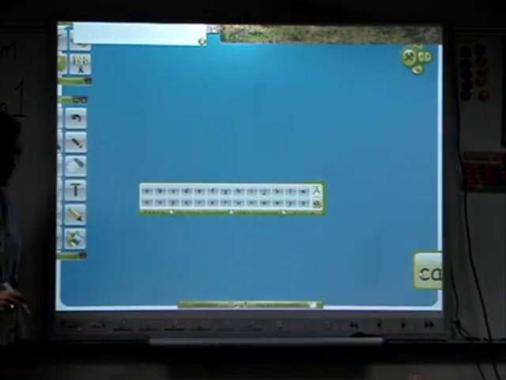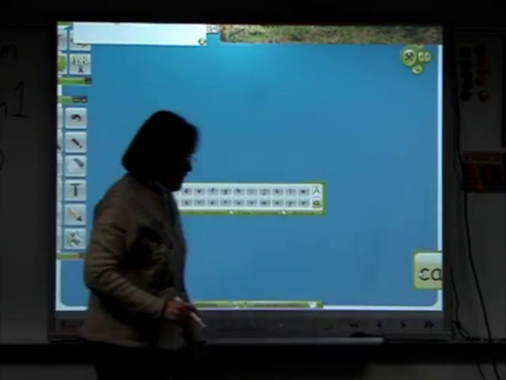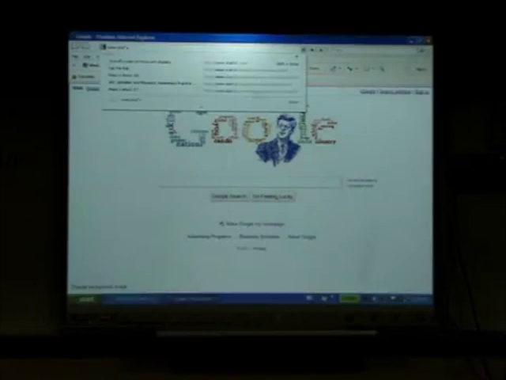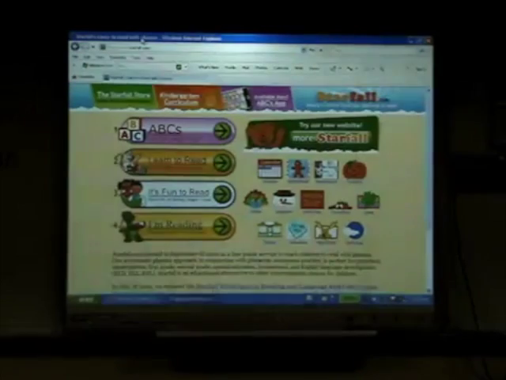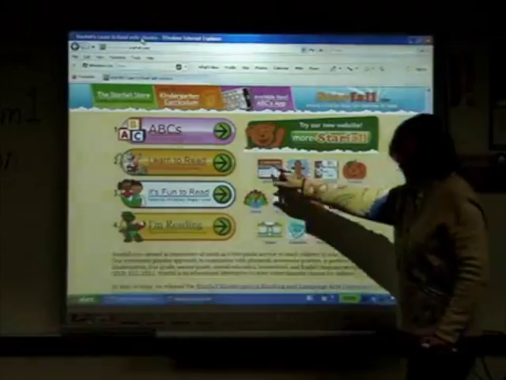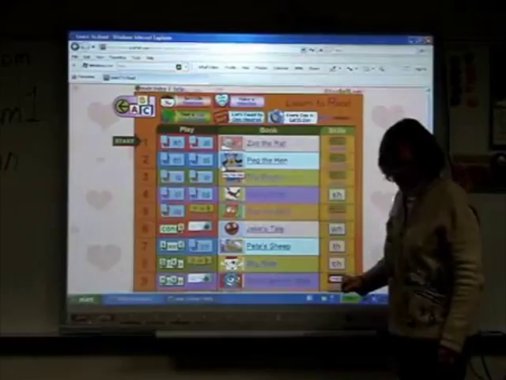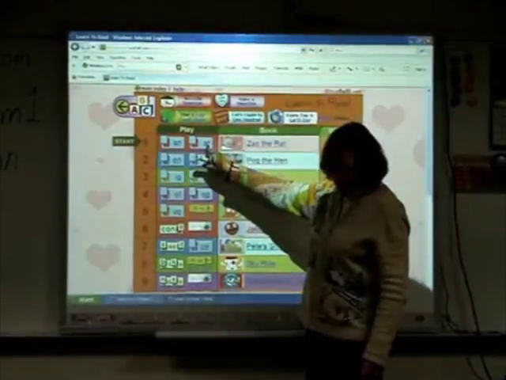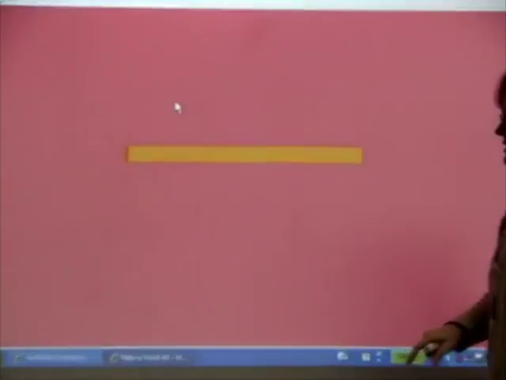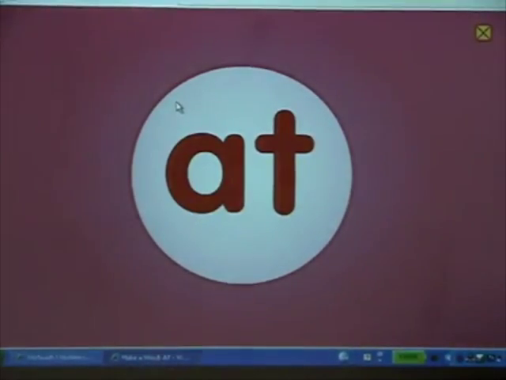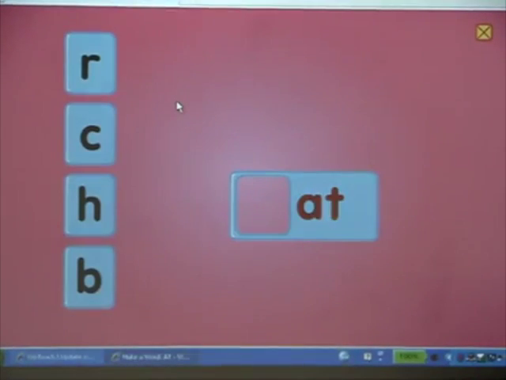And today we're going to go to Starfall. Okay, we're going to go to Starfall. Your computers are already on Starfall. And we're going to go to Learn to Read. Learn to Read because we're doing word families. Do you see the word family right here, the at family? Let's click on the at family. Make a word with at to match the picture. Cat.